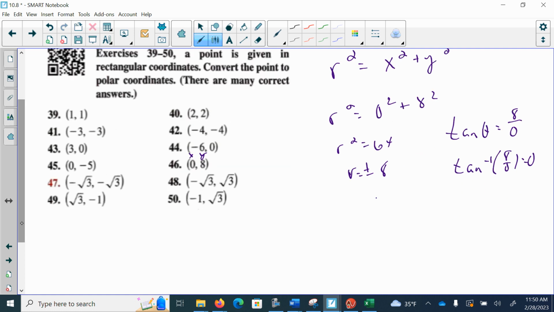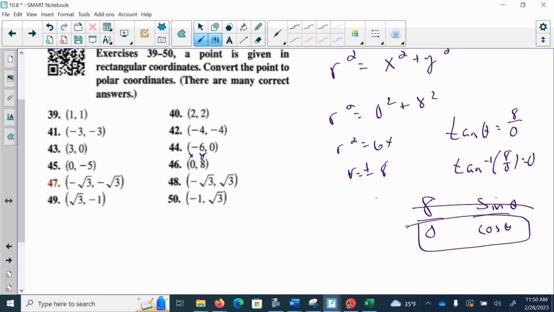So here I have 8 over 0 is equal to my tangent, right? But tangent's what trig function over what trig function? Sine over cosine. So here I'm going to have a sine of this and a cosine of this. But it doesn't really matter what the sine is. It really matters that the cosine is equal to 0, right? But when does it happen that your sine is equal to a number and your cosine is equal to 0? So pi over 2. So this angle that I'm going to first come up with is pi over 2.